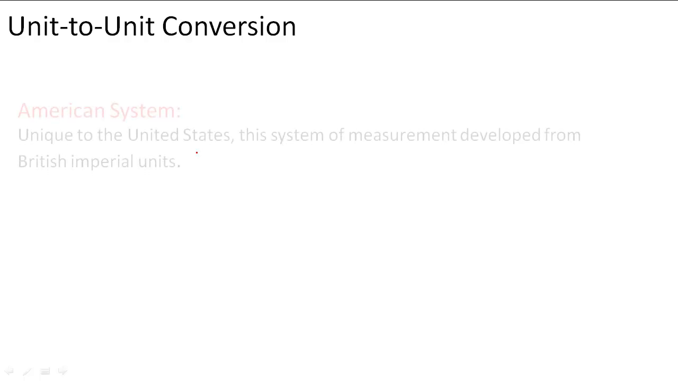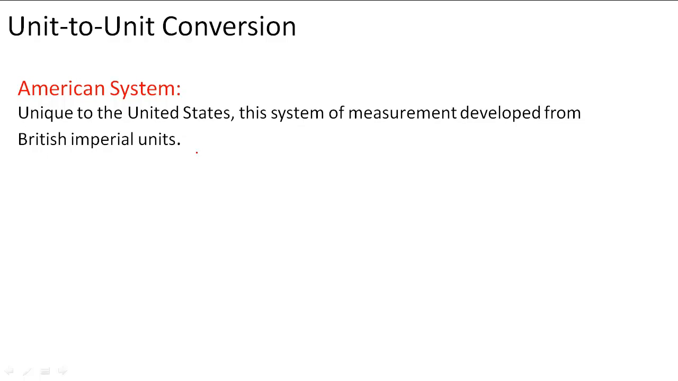Unit-to-unit conversion. This is an important part of science and especially chemistry, because converting from unit to unit is very important so that we can compare and do experiments. There are two main systems of measurement.